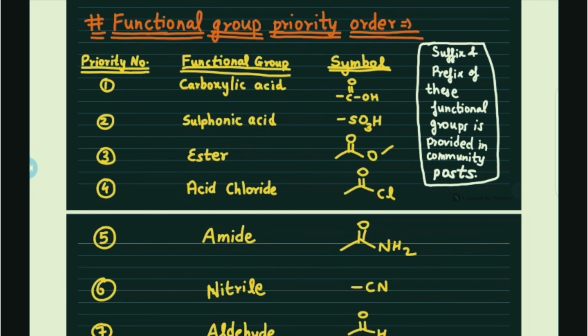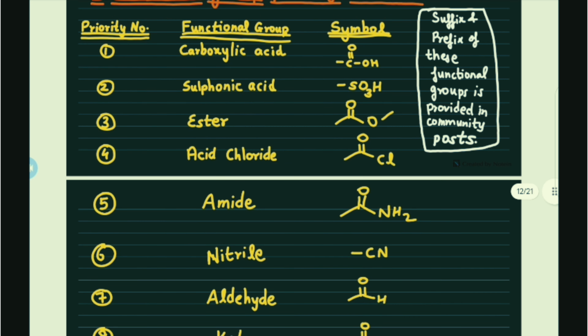Now let's move to the next topic, functional group priority order. See, now I have given a chart here. It says the priority number, functional group, and its symbol. We won't focus on the symbol right now. You can see the symbols later, but first we would discuss the functional group priorities.